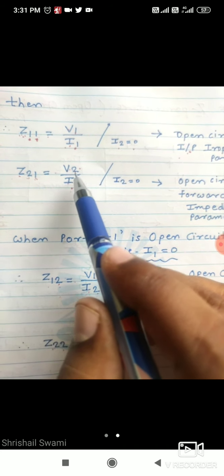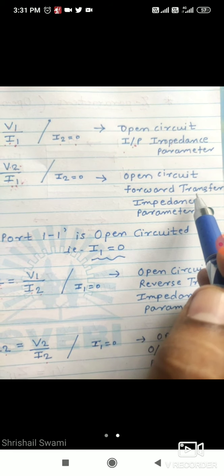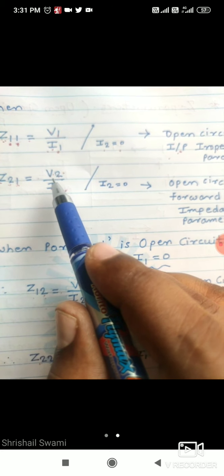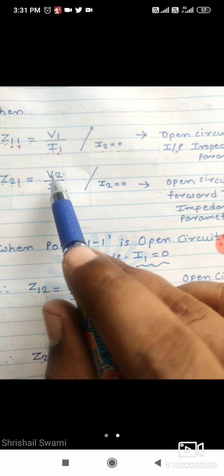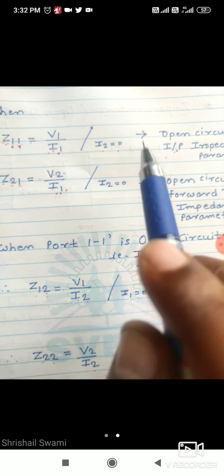So Z21 is equal to V2 upon I1. The name of this parameter is open circuit forward transfer impedance parameter. Now why is it called forward transfer? Because we are sending the energy from the first port to the second port. V2 is a second port variable and I1 is a first port variable, so the direction is from input to output. That's why it is called forward. As the variables are of different ports, we can call it transfer. Do you understand? When the variables are of different ports, it is called transfer. As it is impedance, it is called transfer impedance.